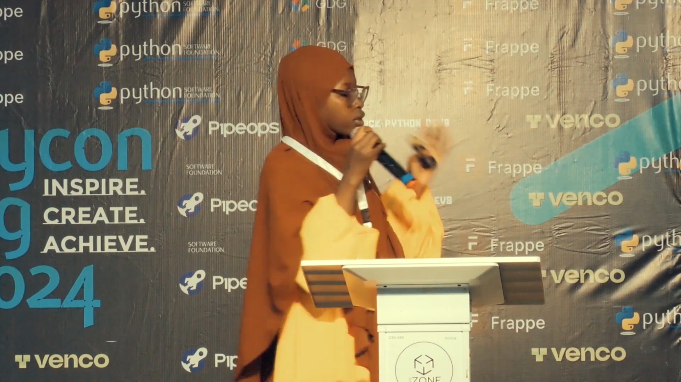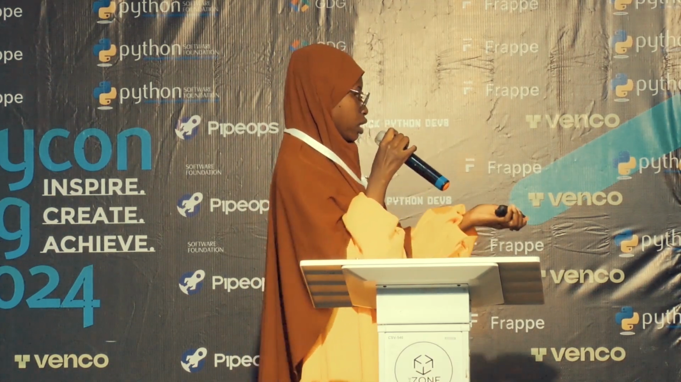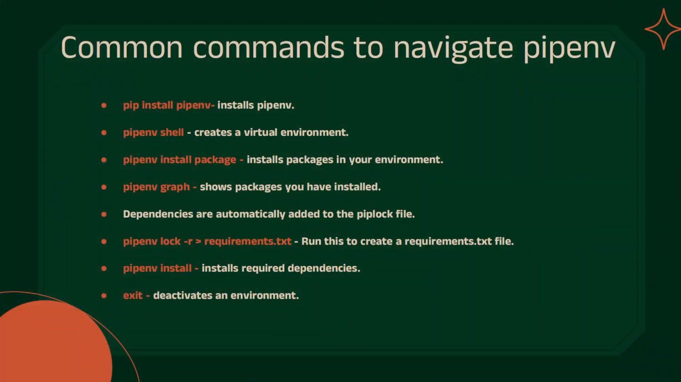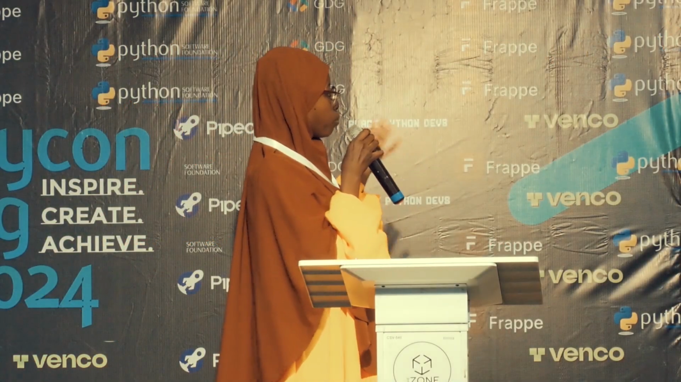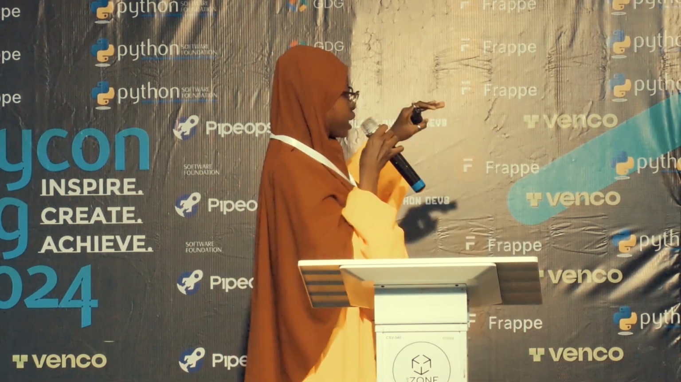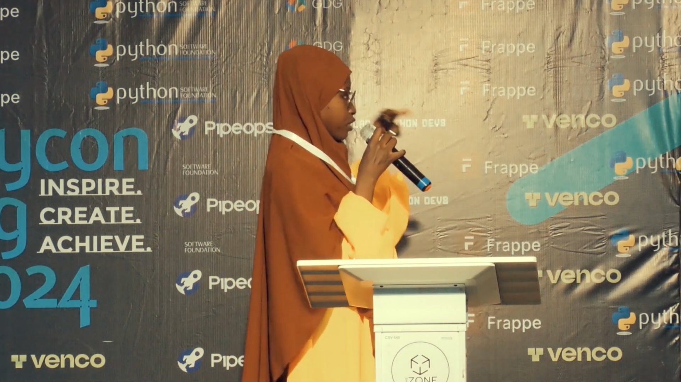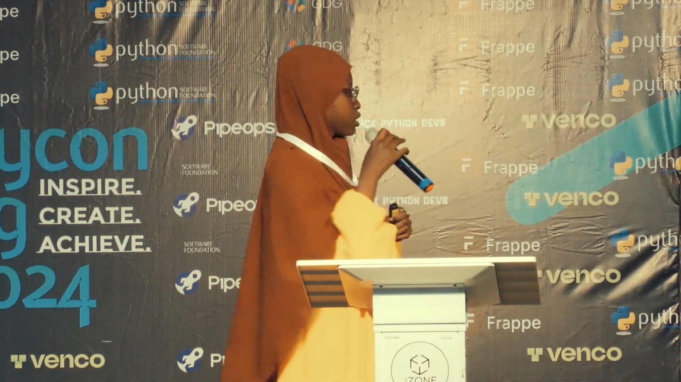So like before, these are some common commands that you can use to work with pipenv. Firstly, like with poetry, you have to install pipenv, and you do this by running pip install pipenv. It's very similar to poetry, honestly. So the next command is pipenv shell. It creates a virtual environment for you. Pipenv install package installs the packages that you require in your environment. Pipenv graph shows all the packages that you have installed in that virtual environment.